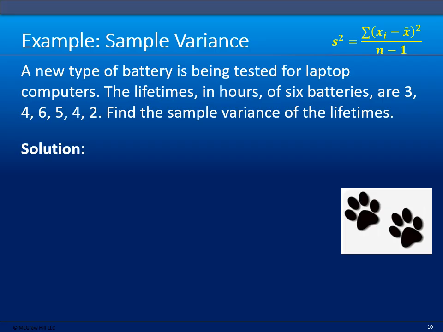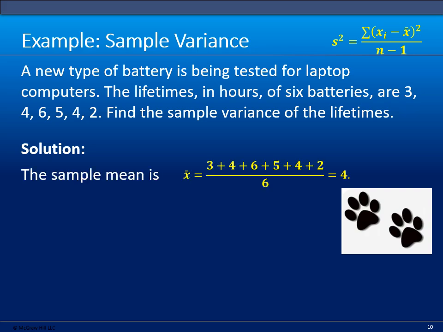Finding each of the values, then finding the average, and then doing the difference, then squaring that, and then adding them up, and then n minus 1. Since we're looking at 6 batteries, n minus 1 is going to be 5. All right, so hit pause, try this problem, and see if you can find it.